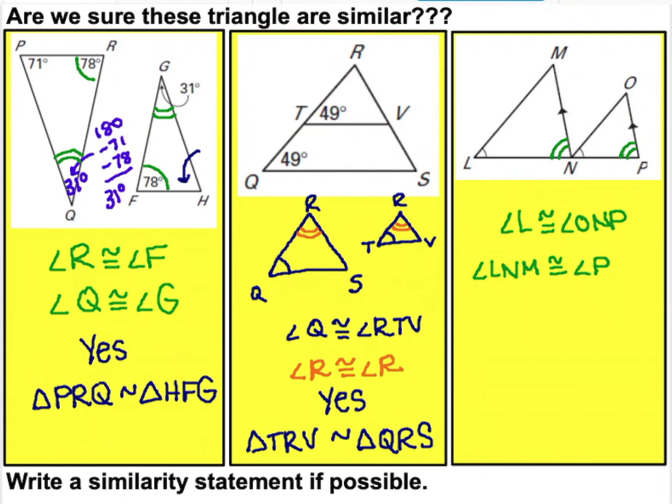And that's all it takes. What a great shortcut. Because they're triangles, I only have to find two sets of congruent angles, and I can say that yes, these triangles are similar, and I can write a similarity statement. And that is the angle-angle similarity postulate.